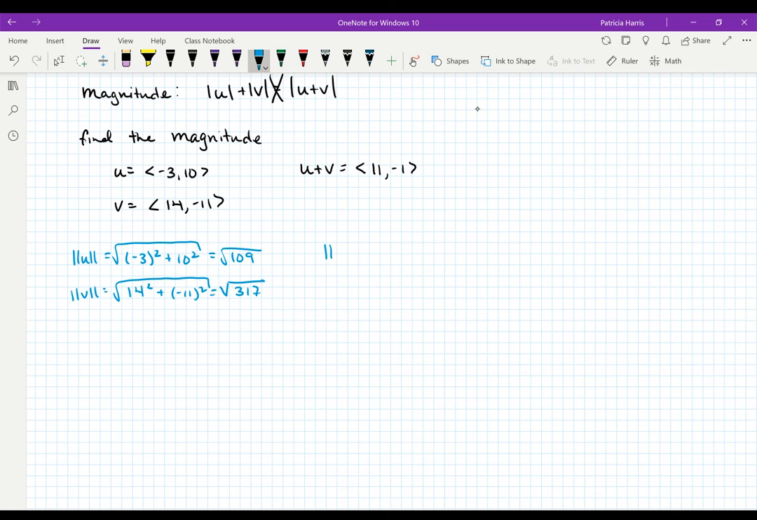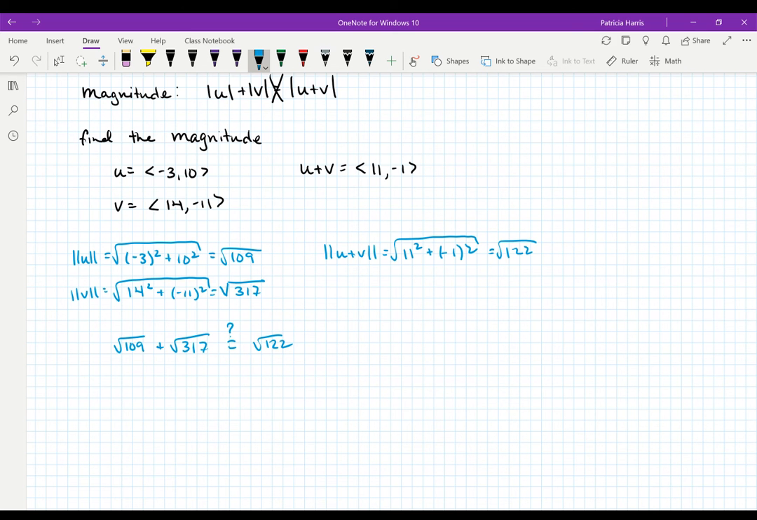Okay, I'm going to find the magnitude of u plus v. That's going to be 11 squared plus negative 1 squared. So that's the square root of 122. Okay, so let's prove that they're not equal. Is the square root of 109 plus the square root of 317 equal to the square root of 122? Hopefully you're saying absolutely not, but let's just double check my decimals.